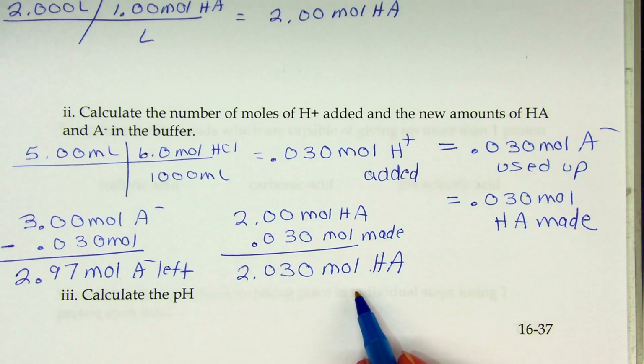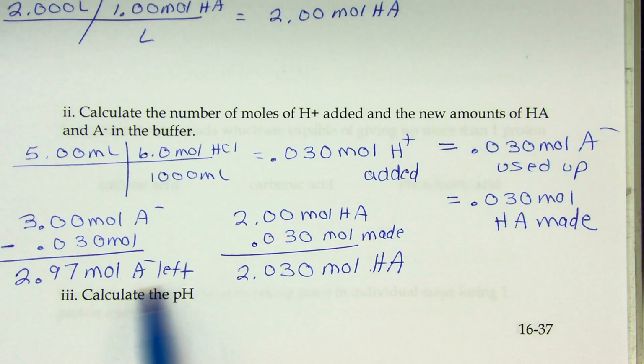So, in order to change these moles into molar concentration, I have to say I changed the volume. I added 5 milliliters. So I no longer have 2 liters. I have 2,005 milliliters, right? So I'd have to recalculate my molarities. Does that make sense? Okay, that's a nuisance.